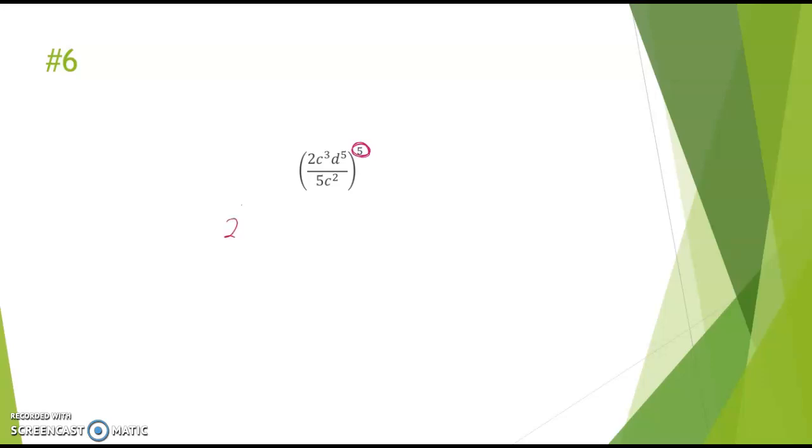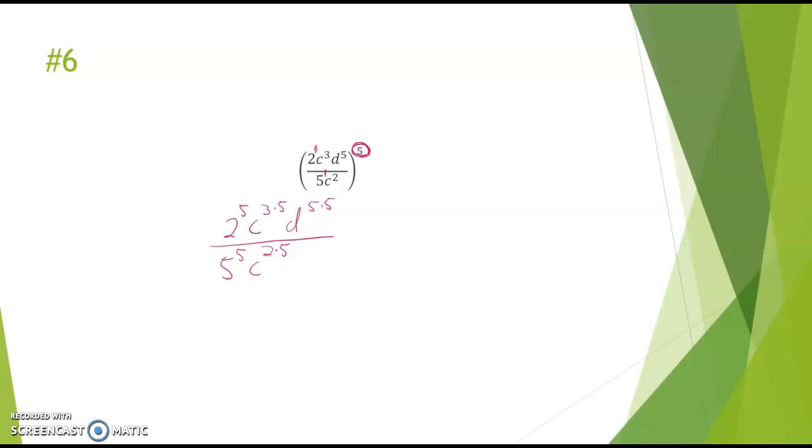So I'll have 2 to the 5th power, c to the 3rd times 5, d to the 5 times 5 on the top. Then I'll have 5 to the 5th power, and then c to the 2nd power times 5. So notice that all of these are timesing by 5, exponent-wise. The 2 also has an invisible 1 right here. Also with the 5, there's an invisible 1. So that's why we can put that as the 5. It's really just doing 1 times 5 right there.